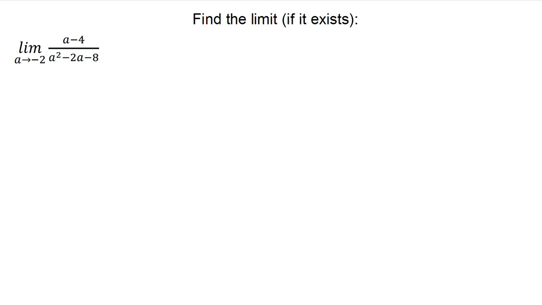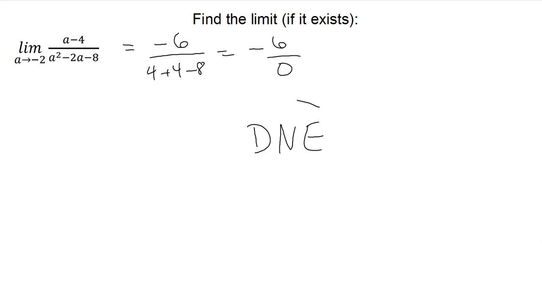For number 9 here, this looks like one that we're going to want to try and factor to solve, but you should always try to plug in the a value first. You get -6 over 4 plus 4 minus 8, or -6 over 0. Well, -6 divided by 0 is undefined, right? So this limit does not exist. Now, if you'd gone through and factored it, you would have seen that you still get -6 over 0, and nothing would have canceled out.